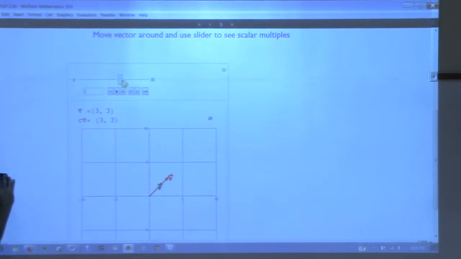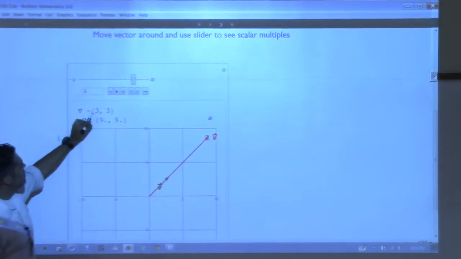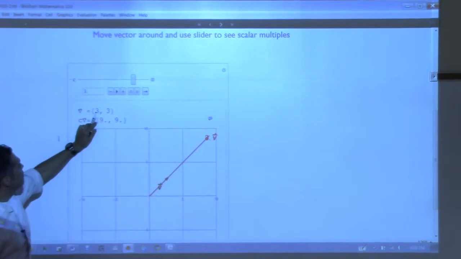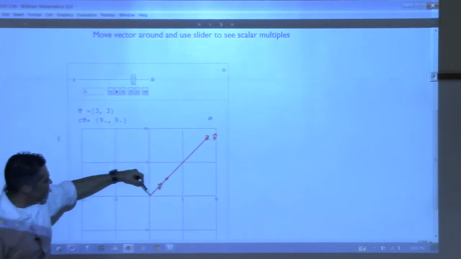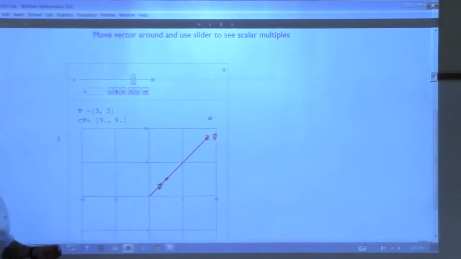So here's my scalar. If I take some vector, so these are supposed to be angle brackets, but my computer doesn't do that easily. So this is the vector 3, 3. If I multiply it by 3, I'm going to get the vector 9, 9. So it takes the vector v and it stretches it out, right? Because I multiplied it by a number that's bigger than 1.